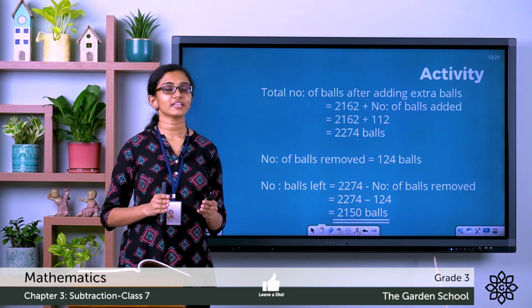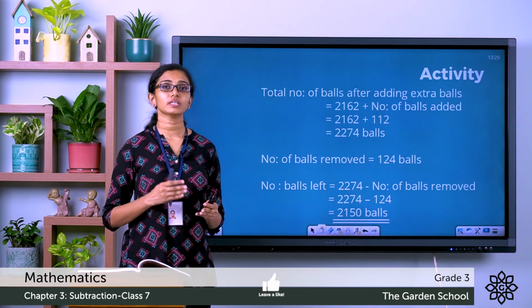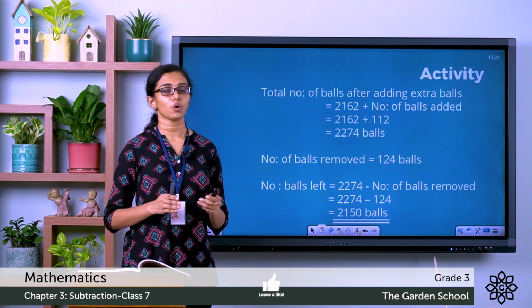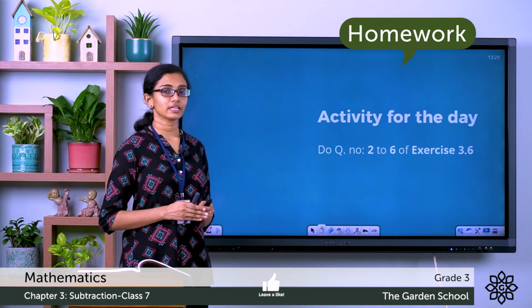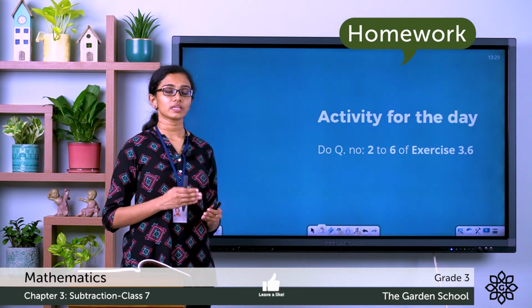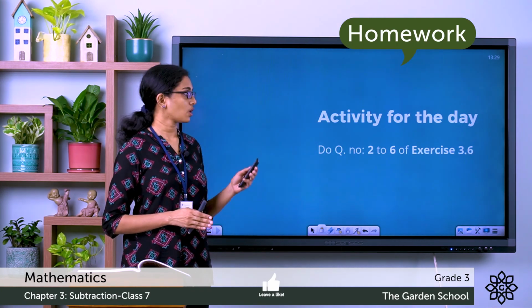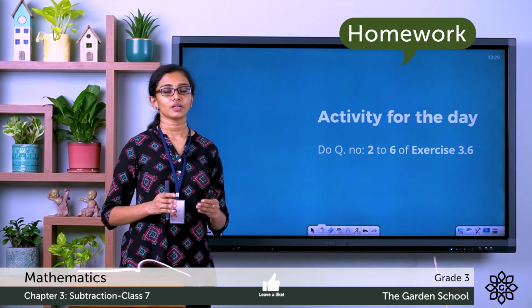So I hope you got the answer correct. Now you have to do the rest of the questions from the exercise as homework. So the activity for the day is to do the questions from question number 2 to question number 6 of exercise 3.6 in your notebook.